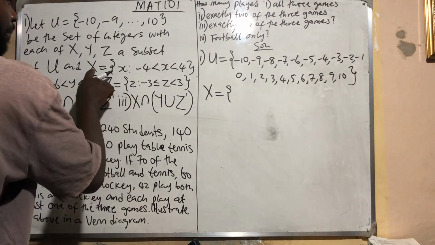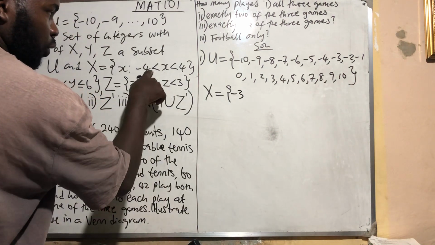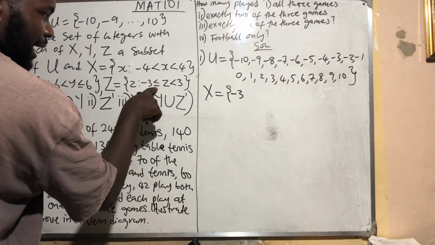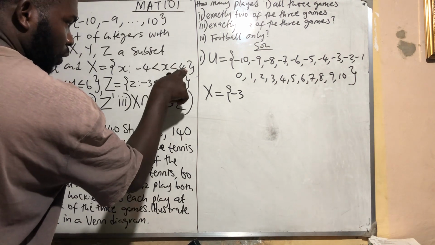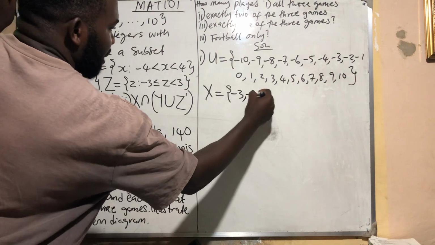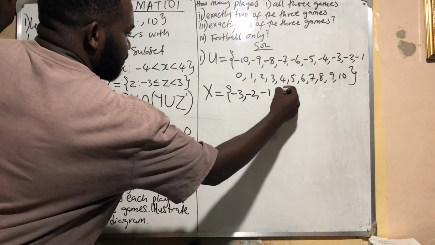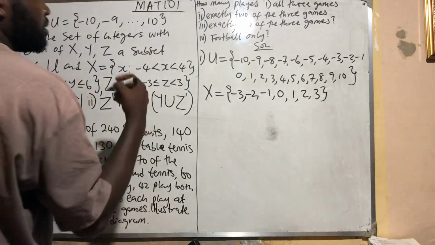So for this particular x, it means minus 3. I'm not starting from minus 4 because there is no equal to there. And this one will not reach 4 because there is no equal to. It will stop at 3. So I have minus 3, minus 2, minus 1, 0, 1, 2, and 3. These are for x.